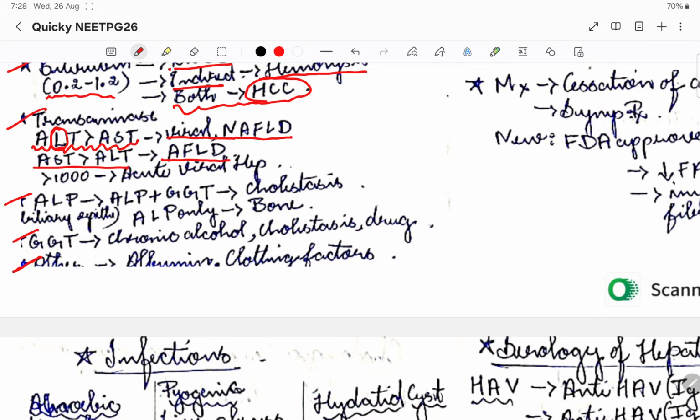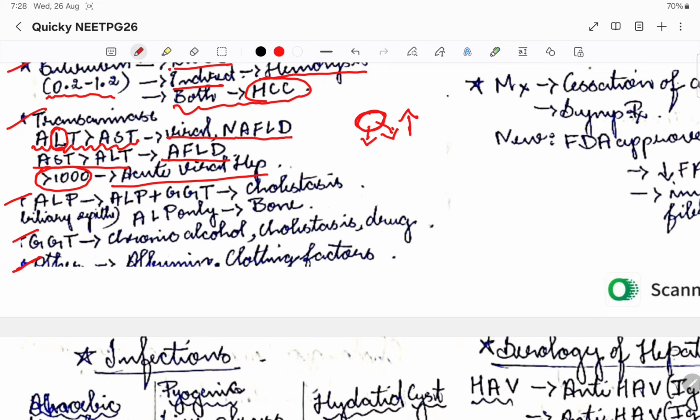Basically, ALT and AST are nothing but enzymes that are present in the cells of the liver. What happens is when these cells get damaged because of these etiologies, all these enzymes will start leaking out of the cell and will be raised in the blood. So this is the thing, that's it. Then please remember, if the AST value is more than 1000, it is going to be acute viral hepatitis.